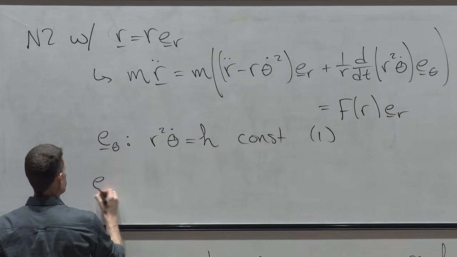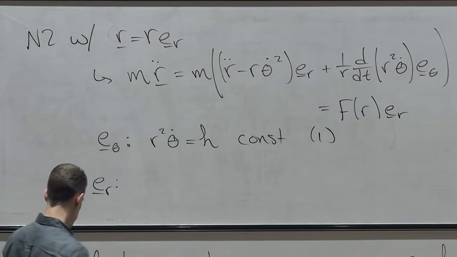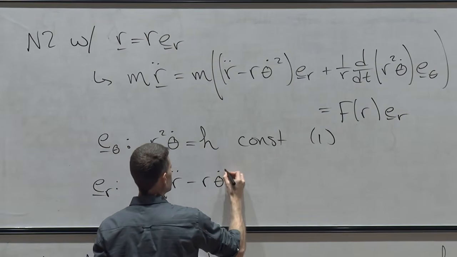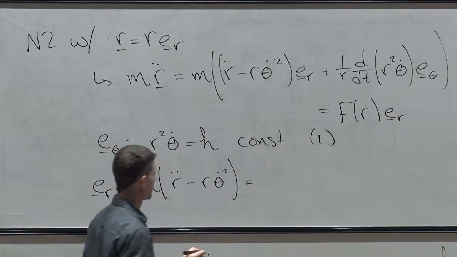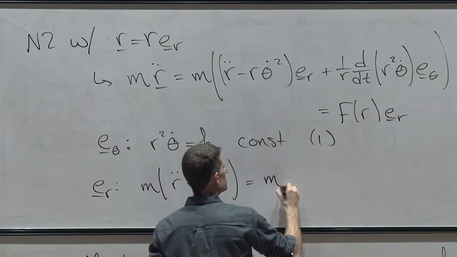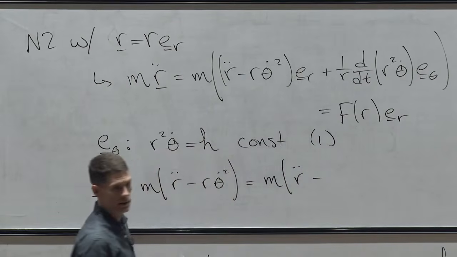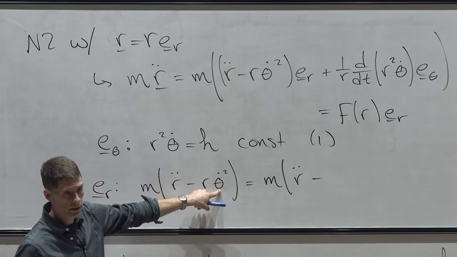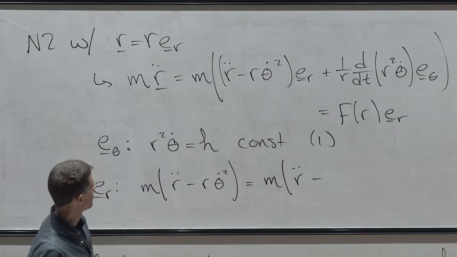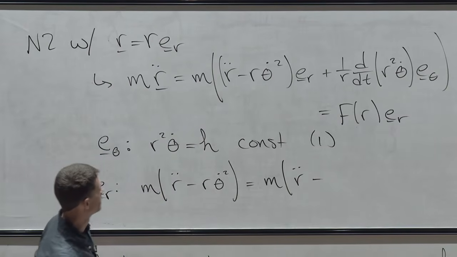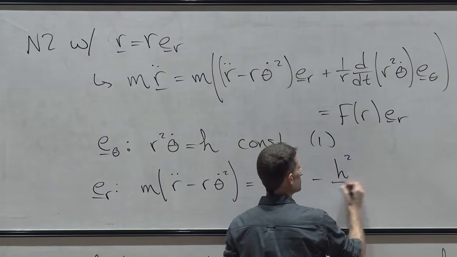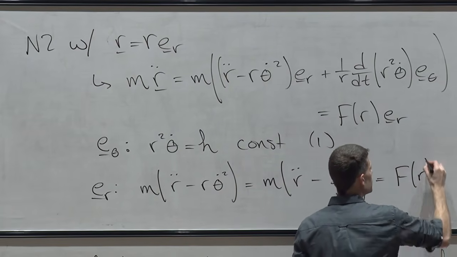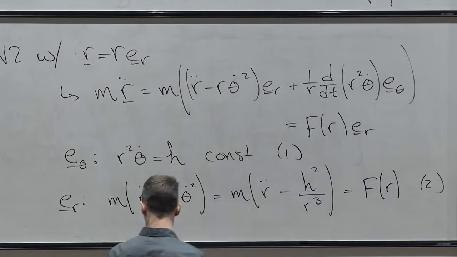And if we look at the ER component, things are a bit less nice. We have M R dot dot minus R theta dot squared, which I can write as M times R dot dot minus, same trick. I don't like the theta dot there, so I'm going to view that as an R theta dot squared, but then I get too many R's, so I have to divide by an R cubed. So that's H squared over R cubed equals F of R. They call that equation 2.